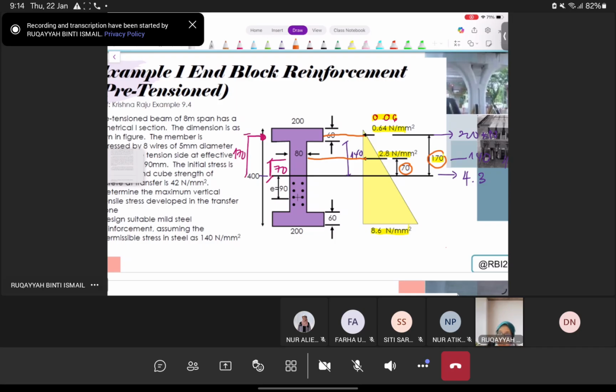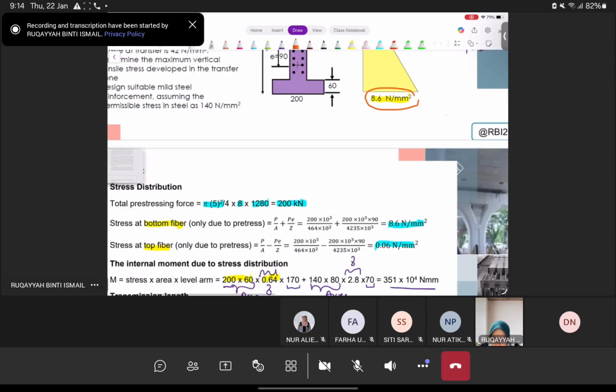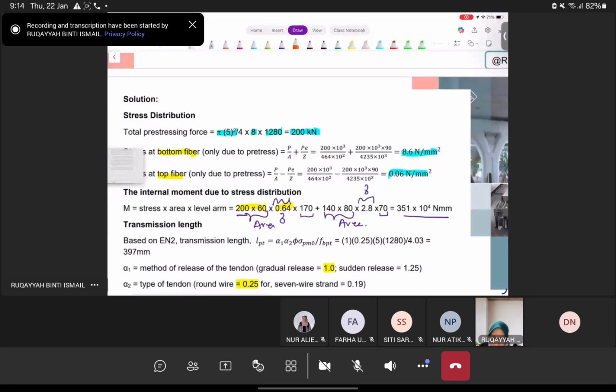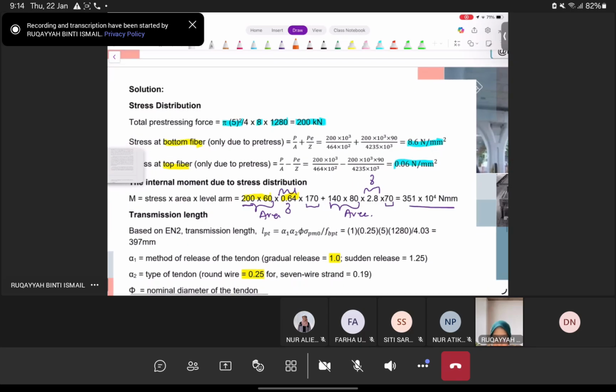So with this, you can interpolate, because you know the maximum triangle of your stress is 8.6. So then you can interpolate to get 0.64 and also 2.8. With these values, you'll be able to calculate your lever arm. Because stress multiplied with your area, you get the force. So technically, this particular part is your force. Multiply by your lever arm, which is your Z, and you will get your moment, your M.